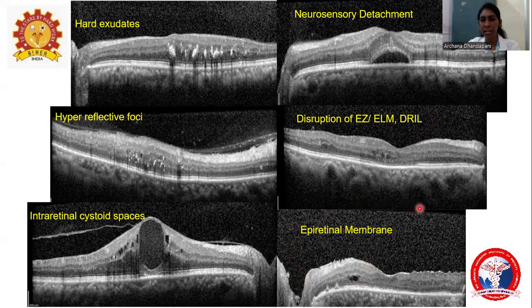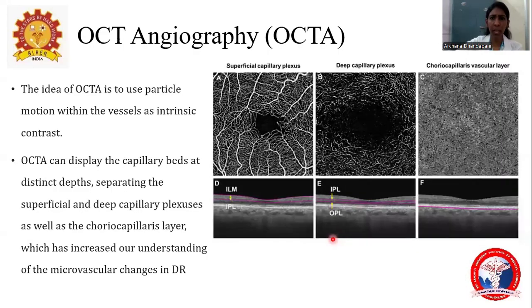And one more finding is the epiretinal membrane, which can be seen after any inflammatory disease of the eye. It will be a hyperreflective membrane over the ILM, internal limiting membrane, and it will also interfere with the visual acuity. One more recent technology is the OCT angiography or OCTA.